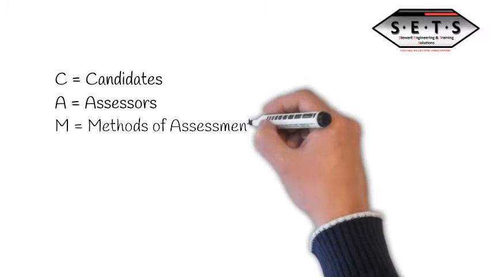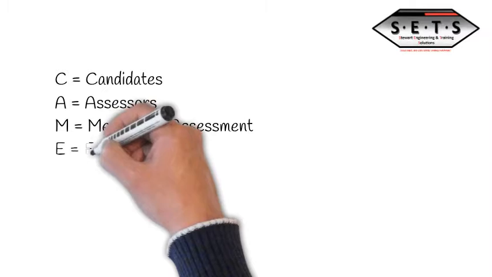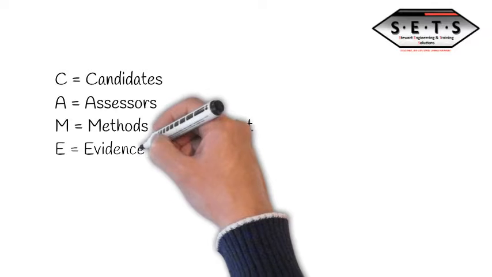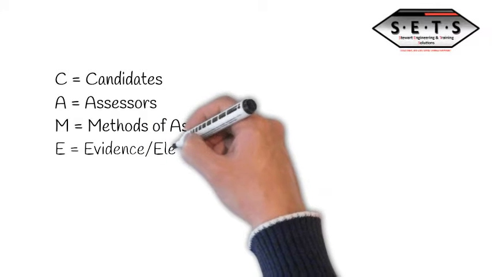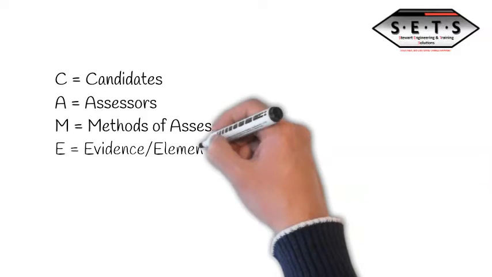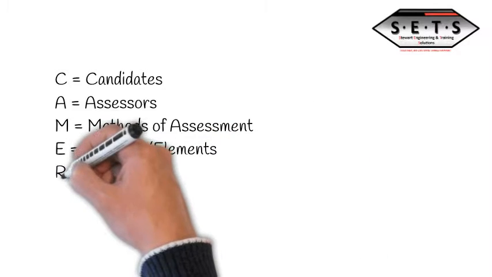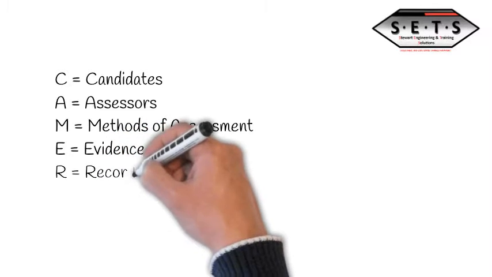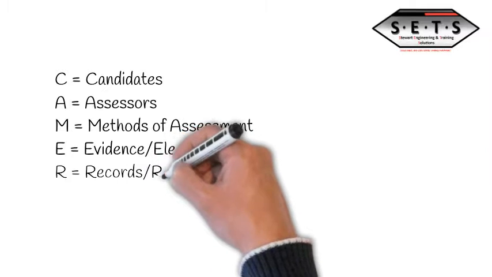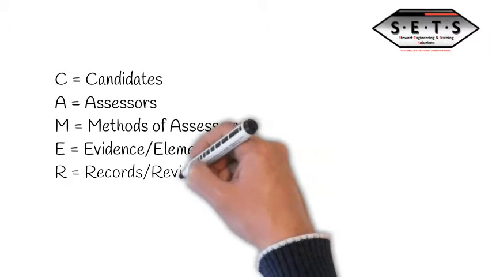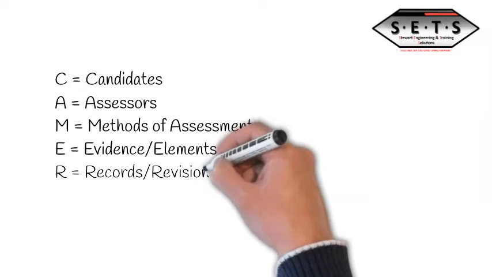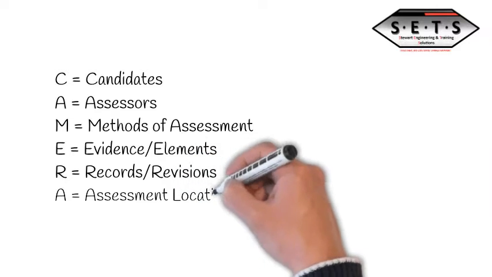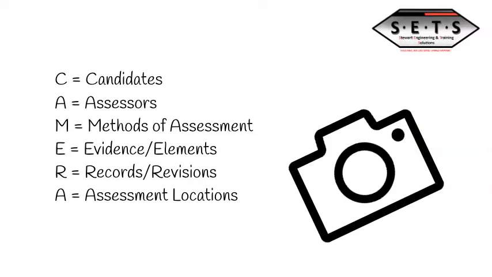E equals evidence and elements. Is the evidence valid and authentic? Is it current and sufficient? For elements, are there any problem areas and special requirements? You should ensure you sample all elements or units of a qualification over time. R equals records and revisions. This means looking at assessor reports, assessment practices, portfolios and files, and making sure that any revisions to units have been correctly implemented at the right time. Finally, A equals assessment locations, covering all assessment locations over time.